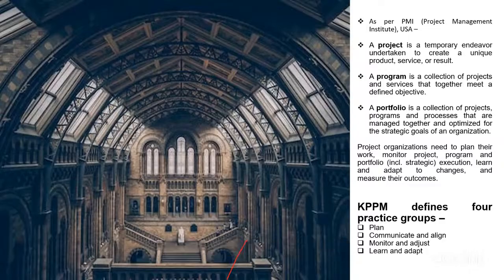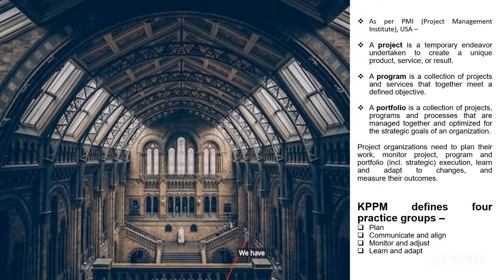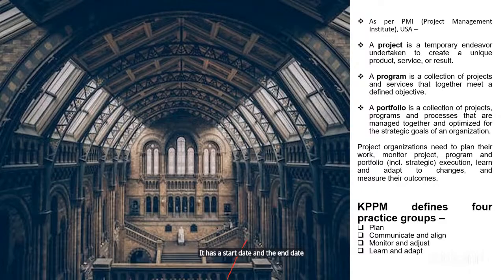So now, as we have been talking about all these things for some time, let us look at what are these things that we keep saying. As per PMI, Project Management Institute USA, we all know it's a project management organization, we have different terminologies used: project, program, portfolio. So what is a project? A project is a simple temporary endeavor that is undertaken to create a unique product, service, or result. It has a start date and an end date. It is unique and it is a temporary endeavor.